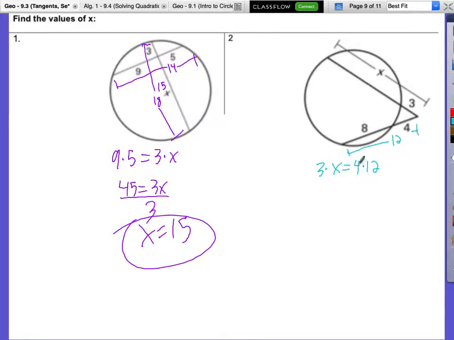Real quick, guys, we're not saying these two secants are the same length. That's not what we're saying when we set this equal. We're just saying the multiplication of the external times the whole is equal to the external times the whole. So 3 times x is 3x, 4 times 12 is 48, then divided by 3, x is equal to 6.